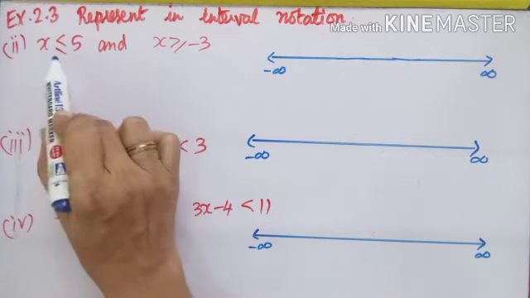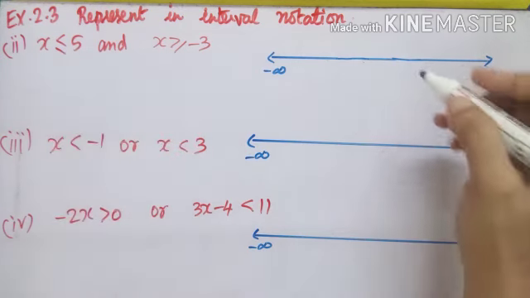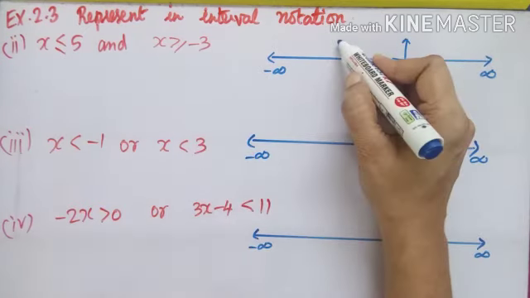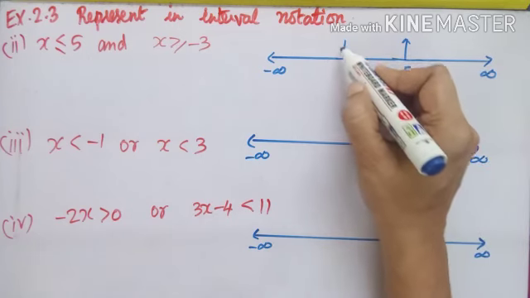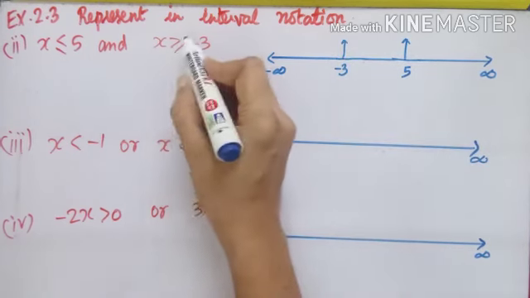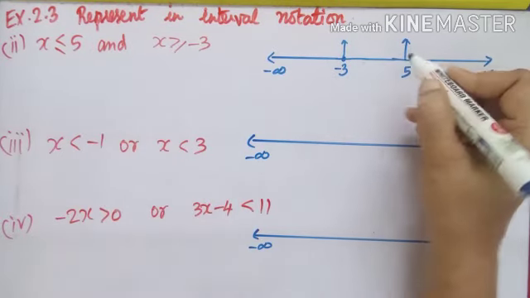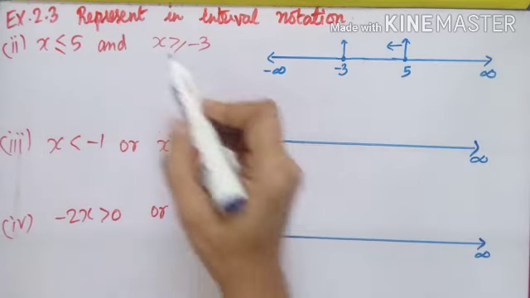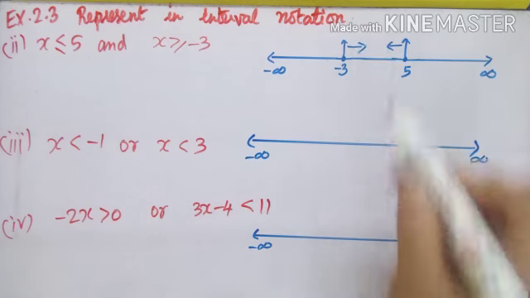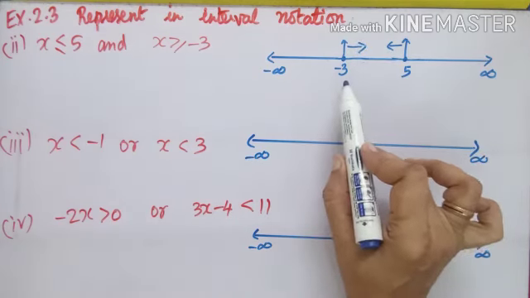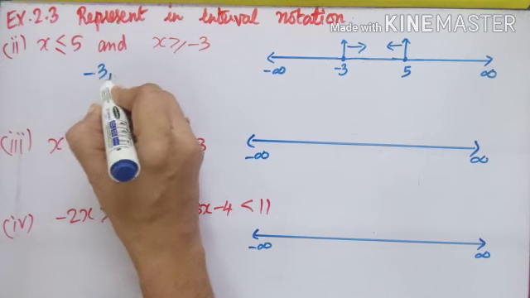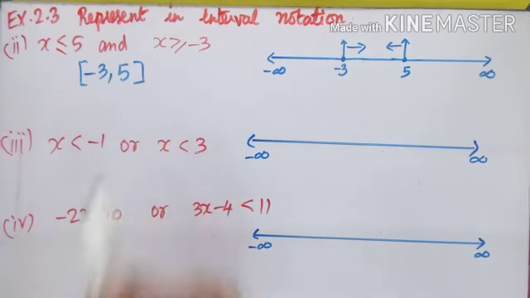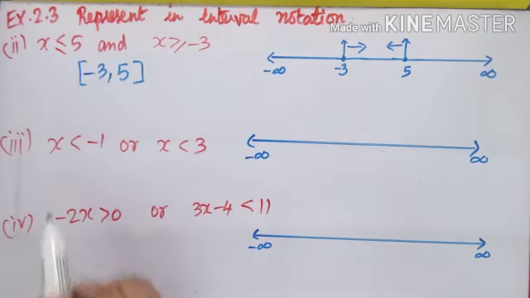Question number 2. x less than or equal to 5. So let me mark 5 somewhere here. And x greater than or equal to -3. So 5 here means -3 will be somewhere this side. Both are equal symbols, so keep a bold dot. Now less than or equal to 5 means left side. Greater than or equal to -3 means right side. So what is the interval I get? -3 to 5. So we write [-3, 5]. Equal symbol means closed interval. That is the answer.